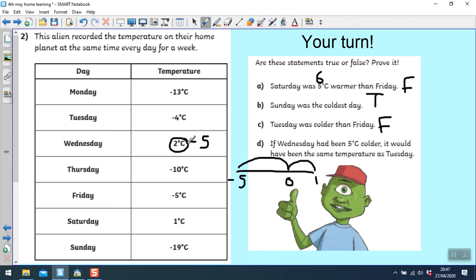So is 2 degrees, take away 5, negative 4? Think about a number line. 2 degrees, take away 5. If I take away 2, I'm going to get to 0. If I'm going to take away 5, I've got to take away 3 more. 0 take away 3 is negative 3, not negative 4. So that is false.